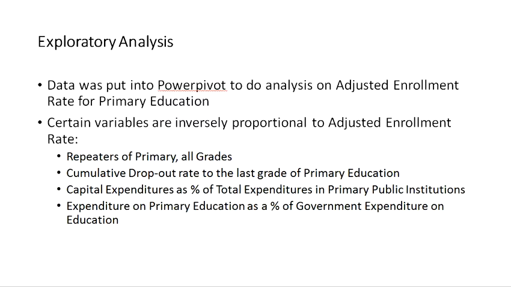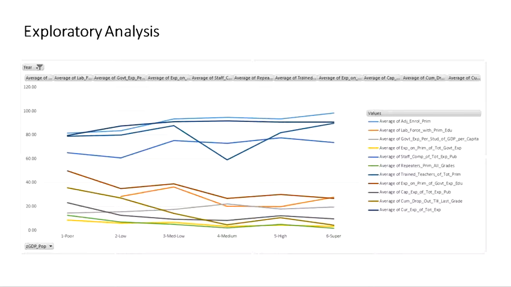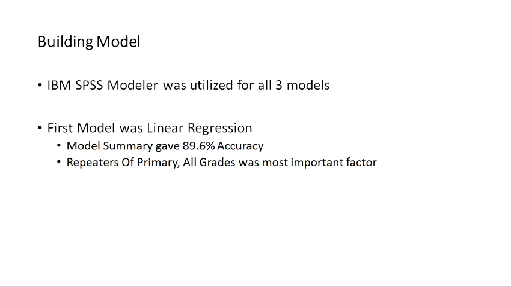Then we put the data into Power Pivot to do an analysis on the adjusted enrollment rate for primary education. I'm going to show that here. This is what we got from Power Pivot, and as you can see, some of the information is inversely related to enrollment rates. Things such as the repeaters in primary grades and cumulative dropout rates, we expect those items to be inversely related. One item that surprised us was the expenditure on primary education as a percentage of government expenditure on education that is inversely related as well to enrollment rate, and that was a bit surprising.